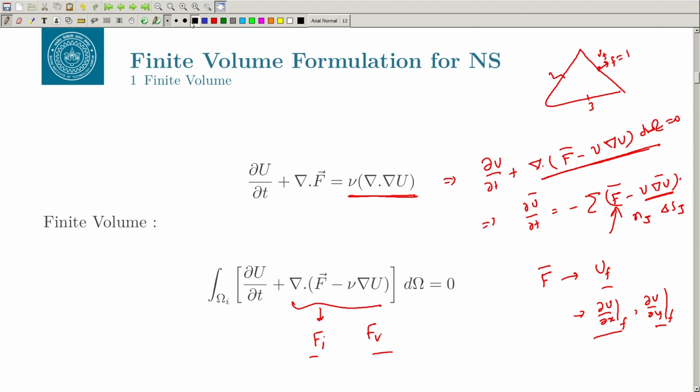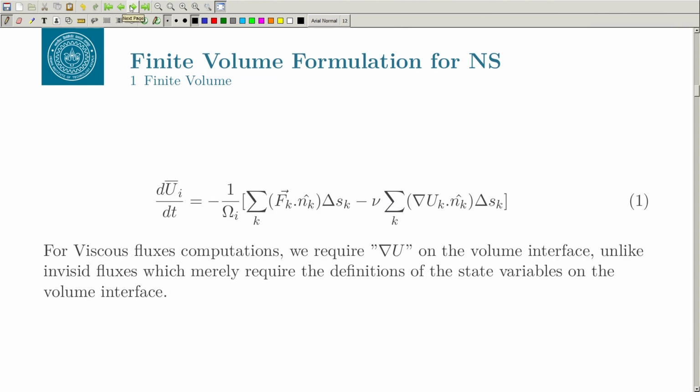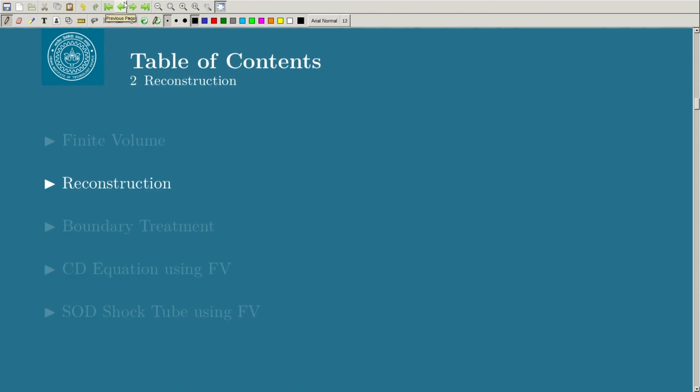Always remember that our solution variables are stored at cell centers, or cell centroids. This is my I, and in the Green Gauss approach or the least square approach, you typically get the cell gradient at I, so that you can use the variation from I, the gradients from I, to get the values at the faces. But now we also need the gradients at the interfaces. So, how do you do that? Let us look at these things in a little bit more detail. This is what I have said, that you need the velocity gradients also. So, let us go one by one.